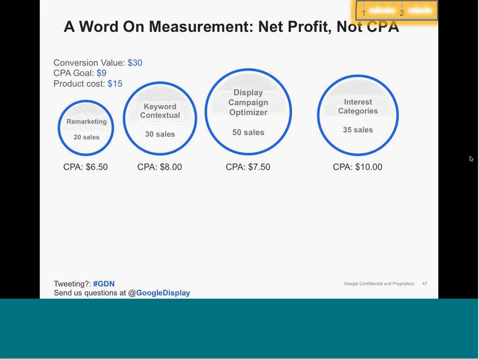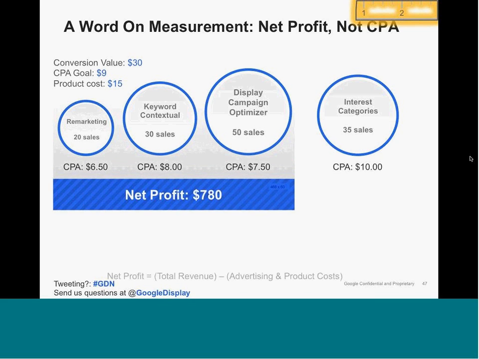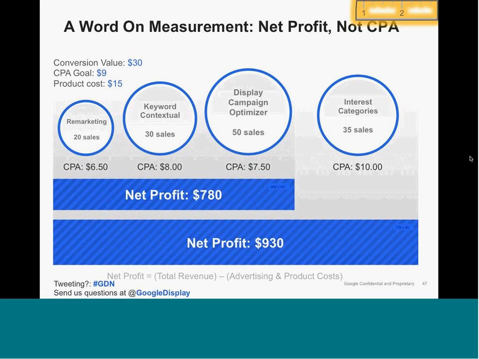If you measure each of these campaigns separately based on CPA, you'll be inclined to exclude the interest categories campaign. But instead, let's look at your net profits in both cases to determine if you really should. To calculate net profit, we'll look at your total revenue based on all the conversions you're getting and the sale price of your product. We'll then subtract your advertising and product costs. This is how much profit you're making. If you exclude interest categories, your net profit based on this equation comes to $780. What happens if you include interest category targeting? Your net profit actually increases. So even though your CPA is higher, those additional 35 conversions are profitable for you.